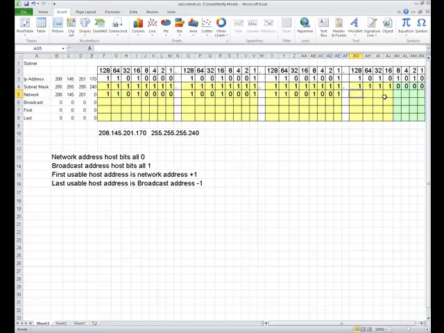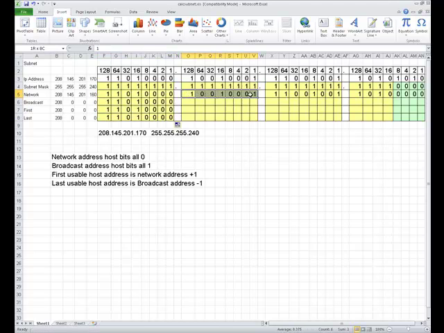Now in this case, we want to determine the network address. The network address, by definition, is where the host bits are all 0. So this is still network portion. So we're going to continue ANDing, 1 and 1 is 1, 0, 1, 0. And now we'll put zeros in the host bits to define the network portion. So our network address is 208.145.201.160.